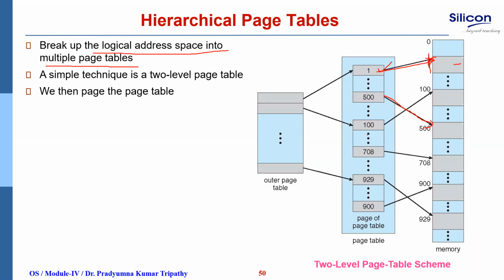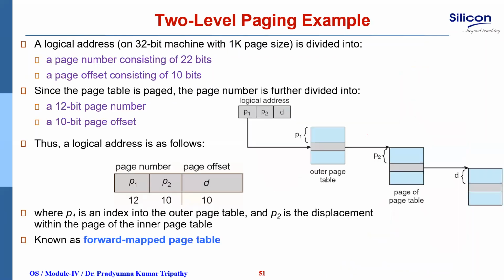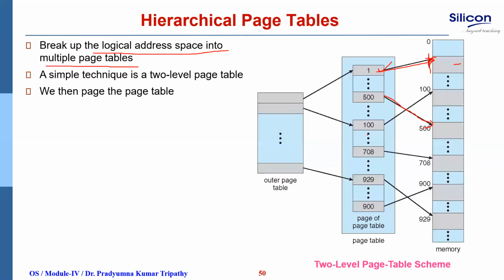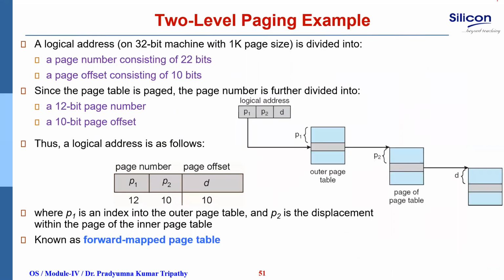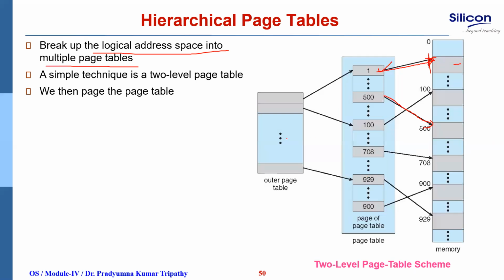There they will get another list, in which row and column. So we have multiple levels. If you go for two levels, just think over here: this is hierarchical paging, a two-level paging. This is called hierarchical paging, right?